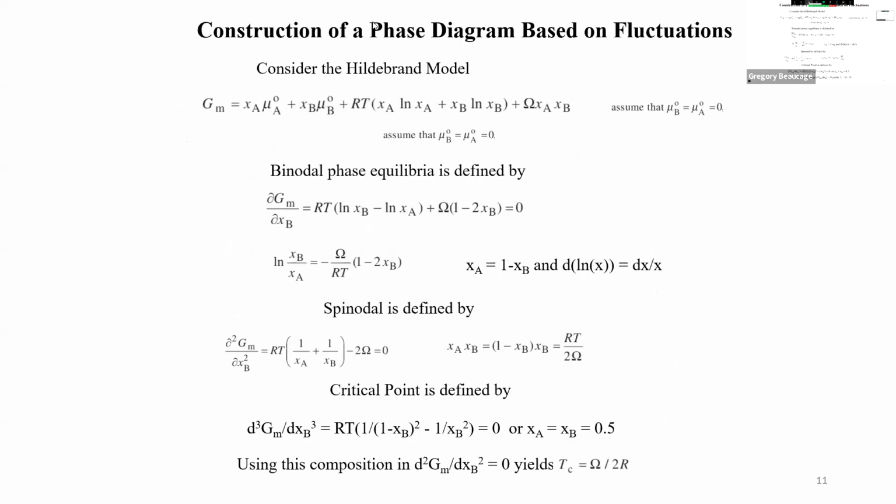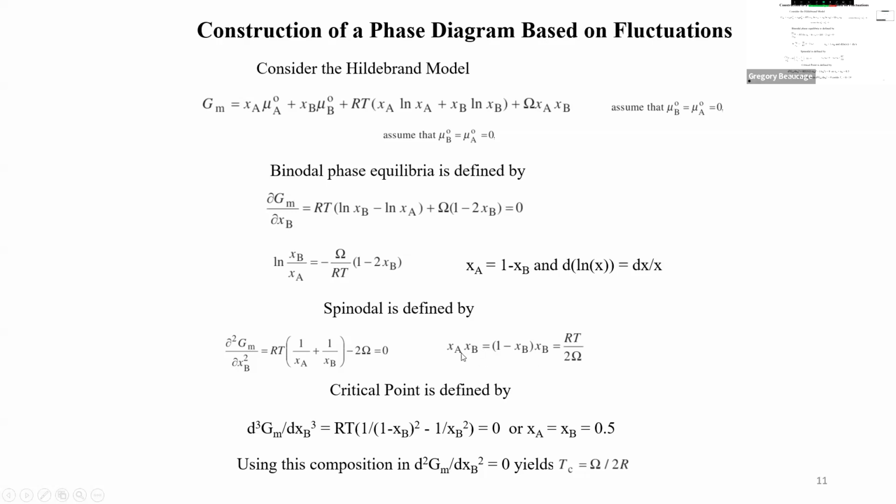Let's see, I'll do the derivatives here. If you take the Hildebrand equation and do the first derivative, you end up with this equation. That defines the binodal. So if you know XA, you know XB in terms of the Hildebrand interaction parameter. And then if you do the second derivative to find the spinodal, you get this equation, which relates XA and XB to the Hildebrand interaction parameter for the spinodal position.